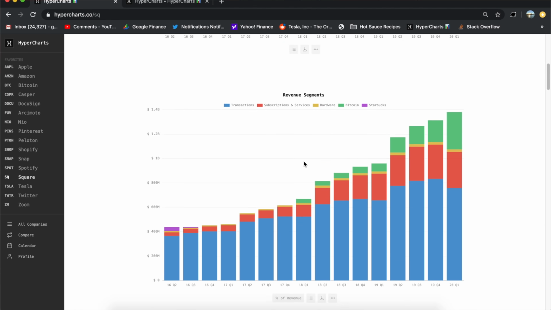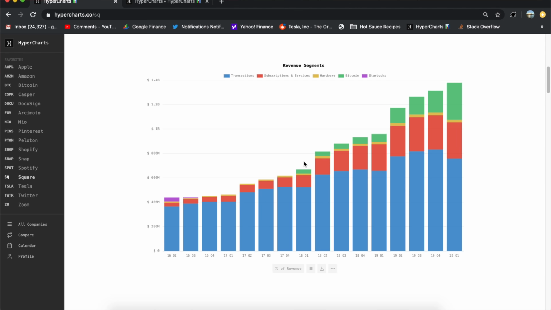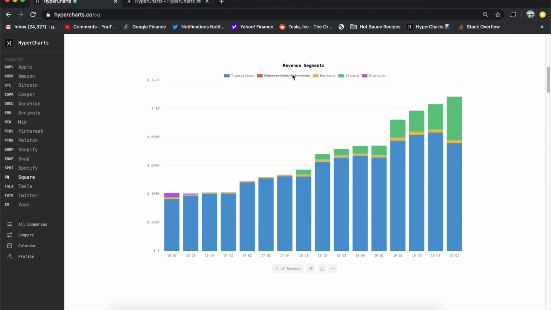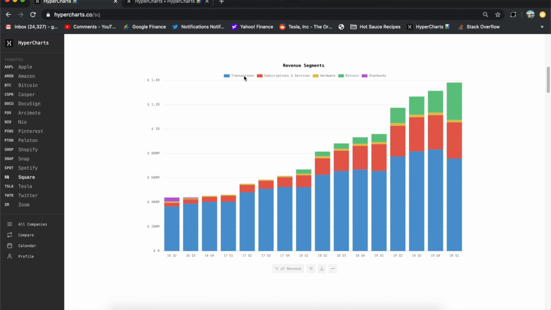So now we have revenue segments. What are the sources of revenue that the business has coming in? Square makes most of its money here on transactions, this blue piece. And those are literally just when you swipe your credit card, Square takes a cut of every one of those transactions, makes a little bit of money on every single swipe.